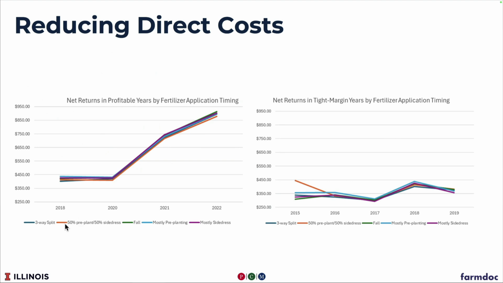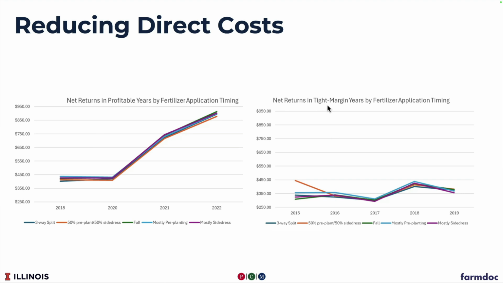So when we look at our most profitable years, which are years when our net returns averaged over $400 per acre for corn, we see that those were the years 2018, 2020, 2021, and 2022. And when we lay those nitrogen timing net returns at different timing classes on top of each other, they're just stacked right on top of each other. In years that are very profitable, the timing of the application isn't as important as getting the rate right, for instance. It just isn't that critical.